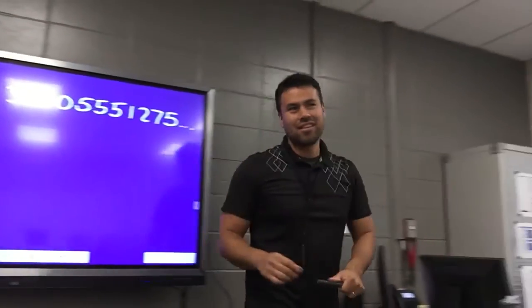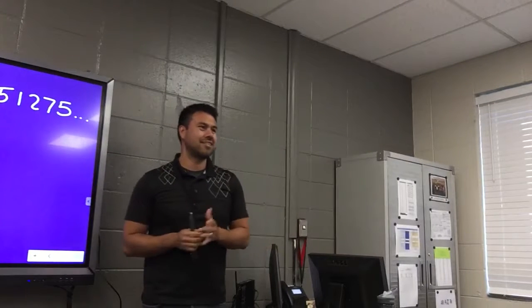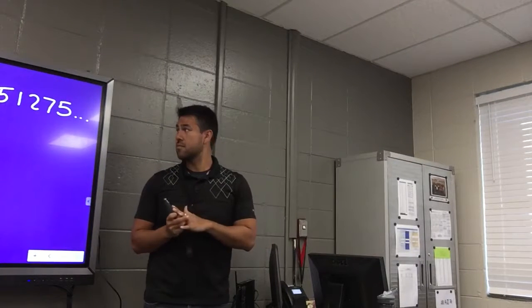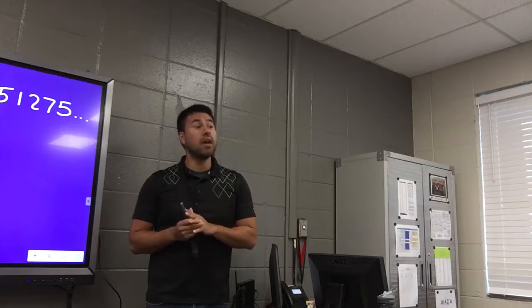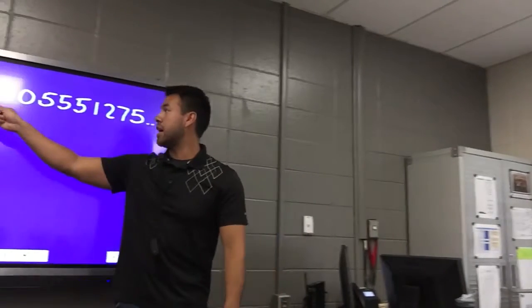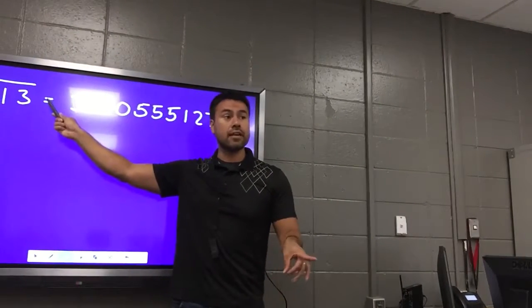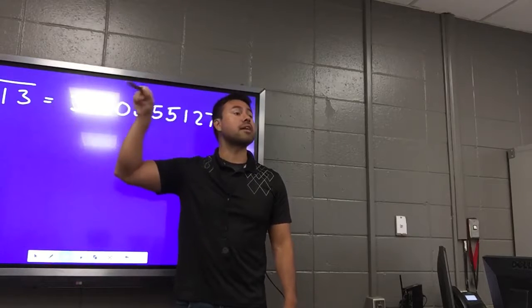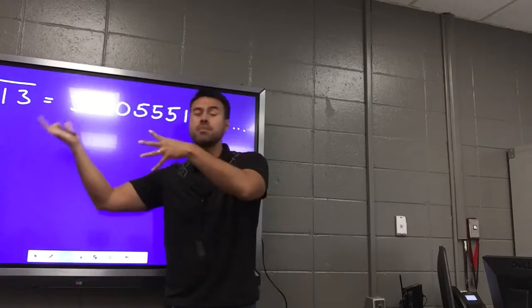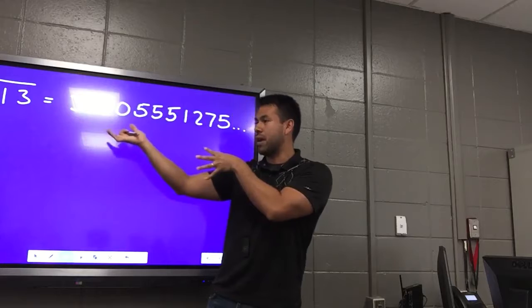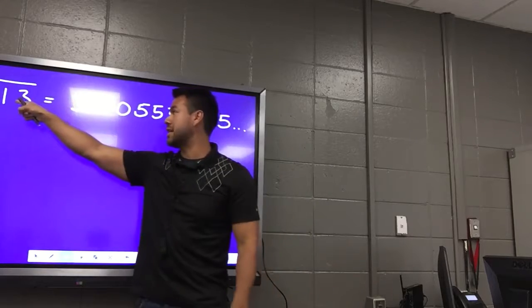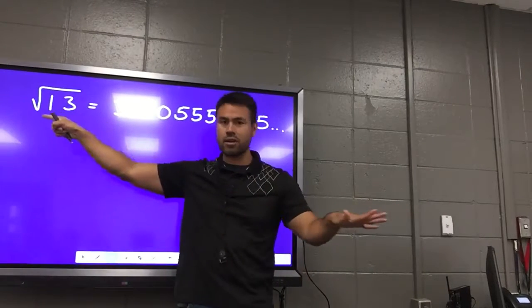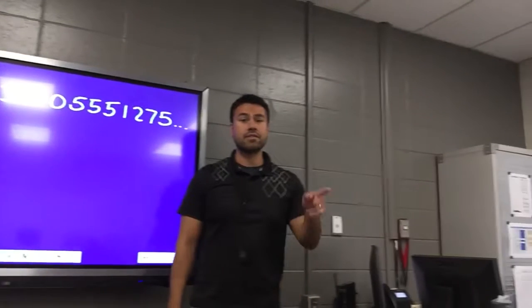Yes, Alex. Couldn't you have done 3.606 since the 5 would leave the 5 up? Yes, but then what would you have to change this right here to? Not an equal sign, but a little approximate sign. So approximately, yes, you can get a rounded figure, but the square root of 13 exactly is never going to be a terminating decimal. But that's a good question.